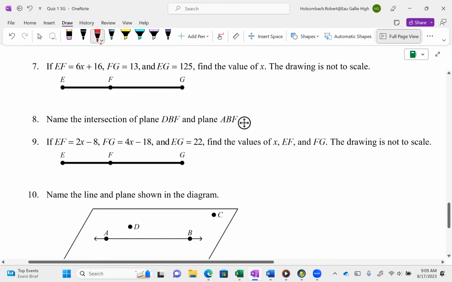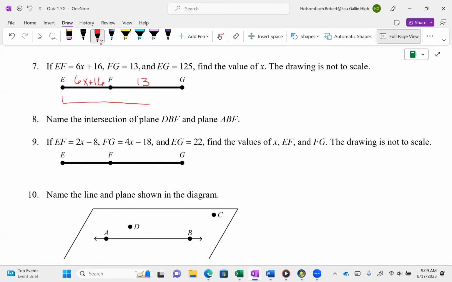All right, problem number seven. E to F, 6x plus 16. F to G is 13. And E to G is 125. Find the value of X. All right, so again, small segment plus other small segment equals the entire segment.